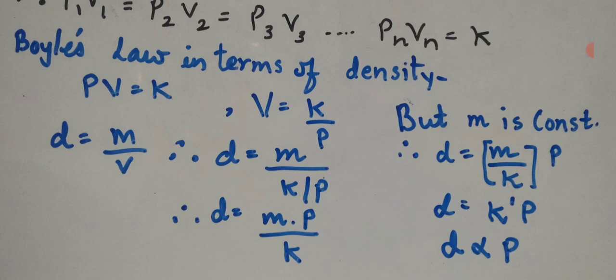I'll call it as a new constant K dash. या दोन्ही व्हॅल्यूज कॉन्स्टंट आहे, त्याच्यासाठी मी एक न्यू कॉन्स्टंट टाकणार K dash. So I'll get D is equal to K dash into P. New constant झाला K dash. So I can say that D is directly proportional to pressure. Density is directly proportional to pressure. So how can I relate? According to Boyle's law, I can relate that pressure is directly proportional to density.